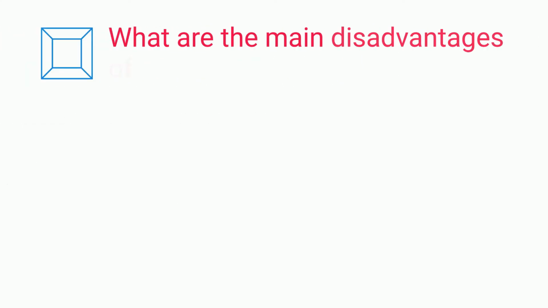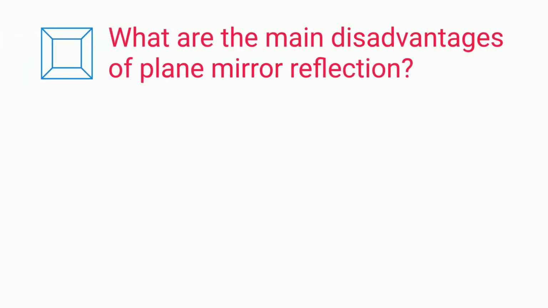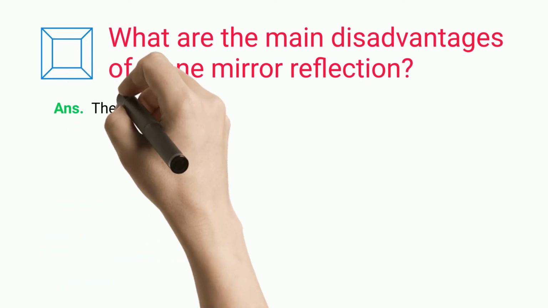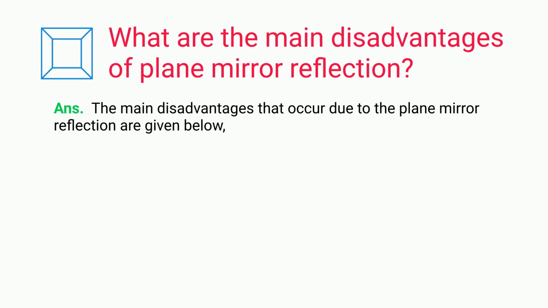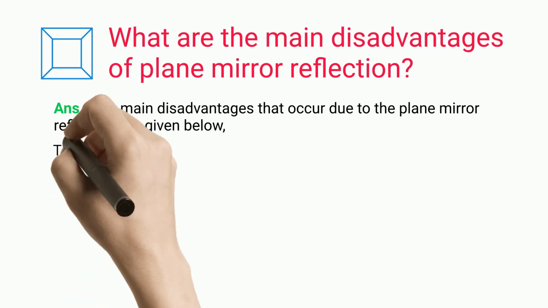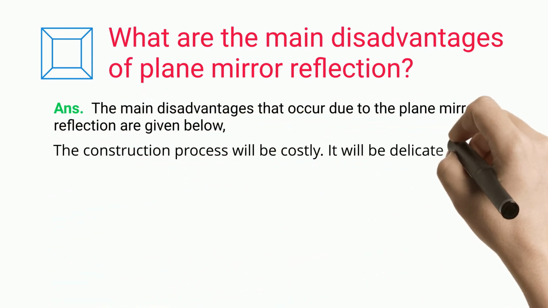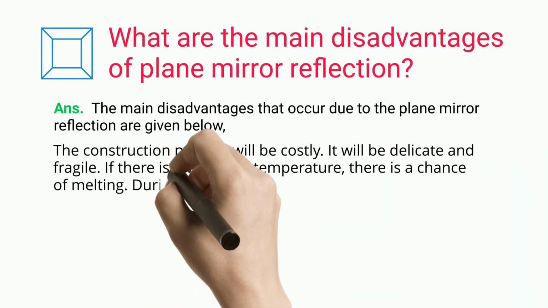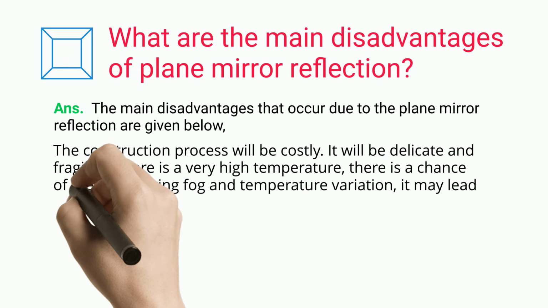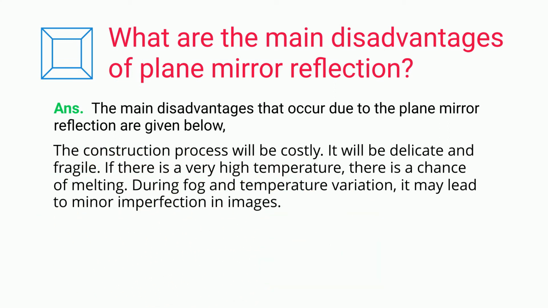What are the main disadvantages of plane mirror reflection? The main disadvantages that occur due to plane mirror reflection are given below. The construction process will be costly. It will be delicate and fragile. If there is a very high temperature, there is a chance of melting. During fog and temperature variation, it may lead to minor imperfections in images.